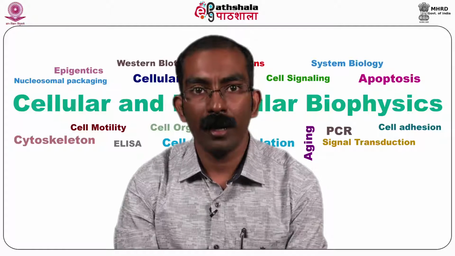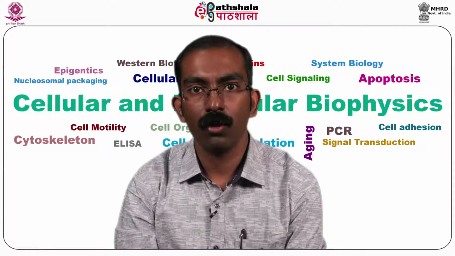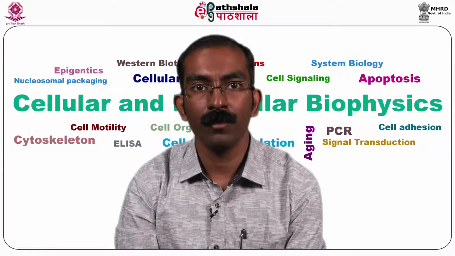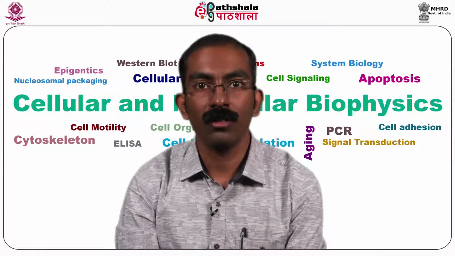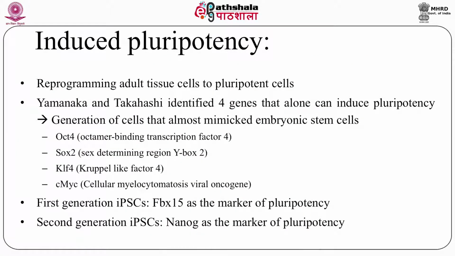These are called Yamanaka factors. The induced pluripotent stem cells thus formed could not be reprogrammed fully to an embryonic stem cell phenotype, and these were called the first generation induced pluripotent stem cells. The first generation induced pluripotent stem cells used a specific embryonic stem cell protein as a marker, and that was FBX15. In second generation induced pluripotent stem cells, the same transcription factors were used, but the selection marker was changed to a different protein called NANOG, which is another embryonic stem cell specific protein.